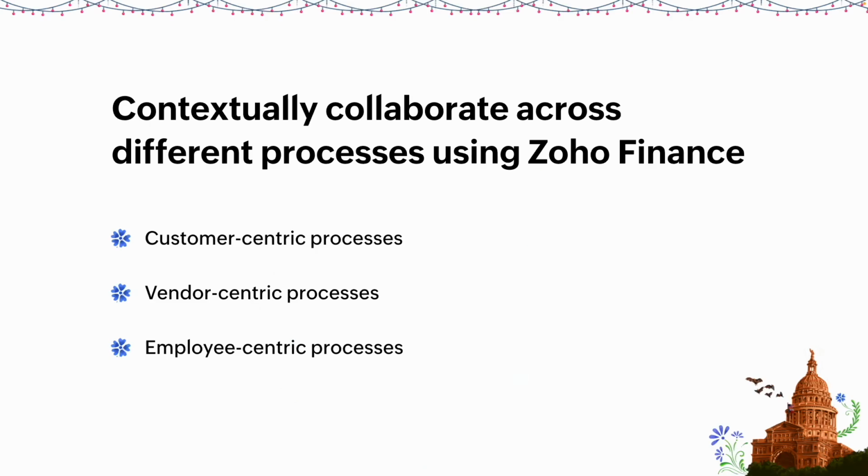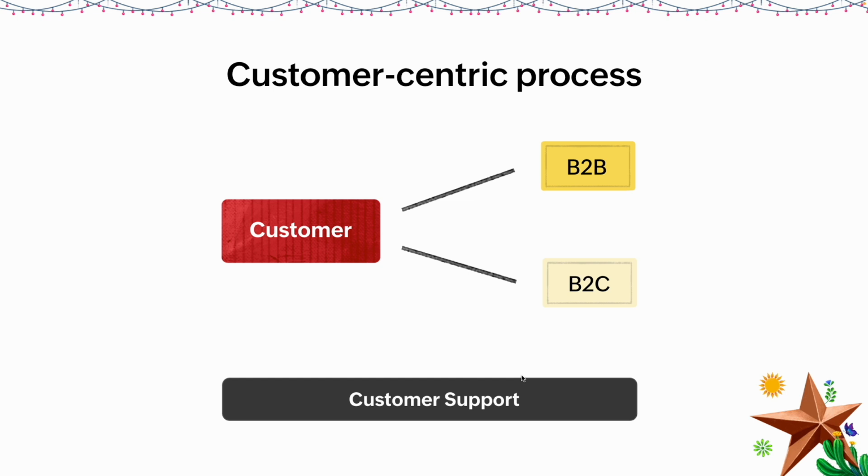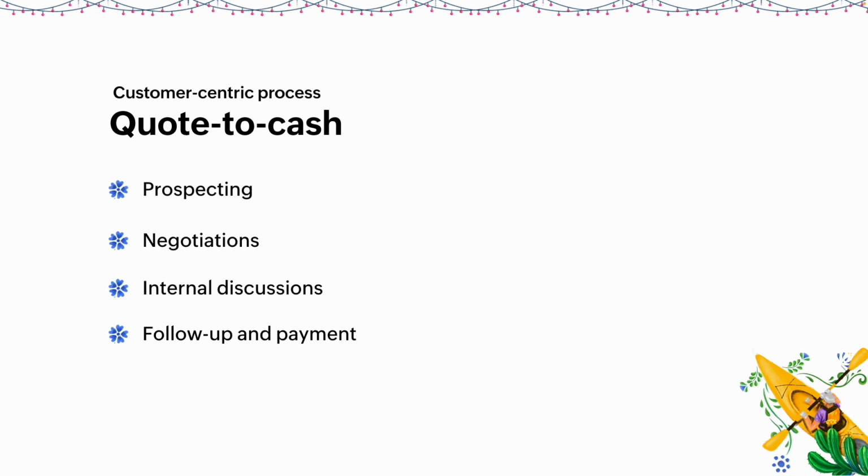For this session, we want to look at customer-centric, vendor-centric, and employee-centric processes. So without any further delay, let's get into some of the use cases and discuss how it goes. First I want to talk about the customer-centric process. Here we'll be seeing some use cases from a B2B perspective, B2C, and also from a customer service perspective. Going to the B2B, first I want to discuss the quote to cash process. This is something which happens in all our organizations, right?